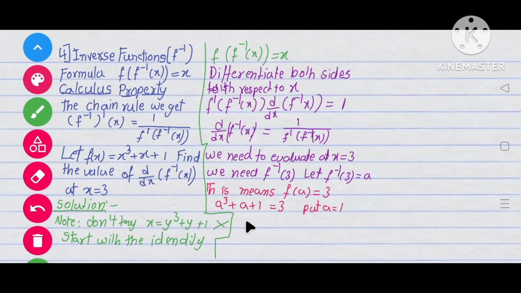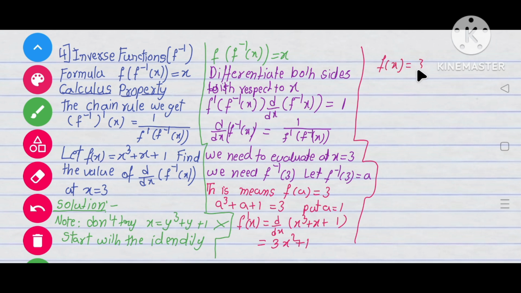Now f dash of x is equal to d by dx of x cube plus x plus 1, which is equal to 3x square plus 1. Here f of x is equal to 3 gives x is equal to 1. f of 1 is equal to 3. So 1 is equal to f inverse of 3. And replace x as 3.